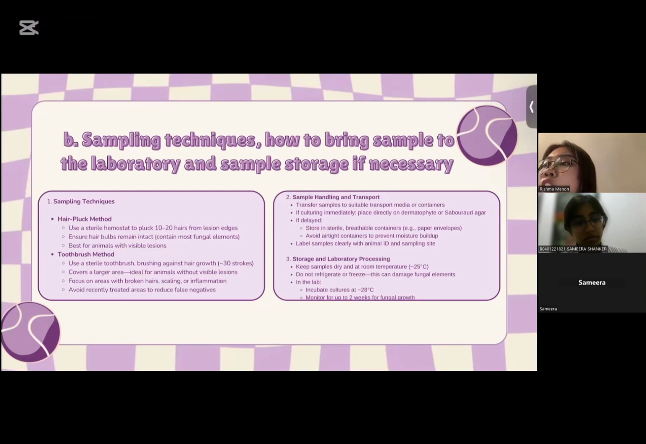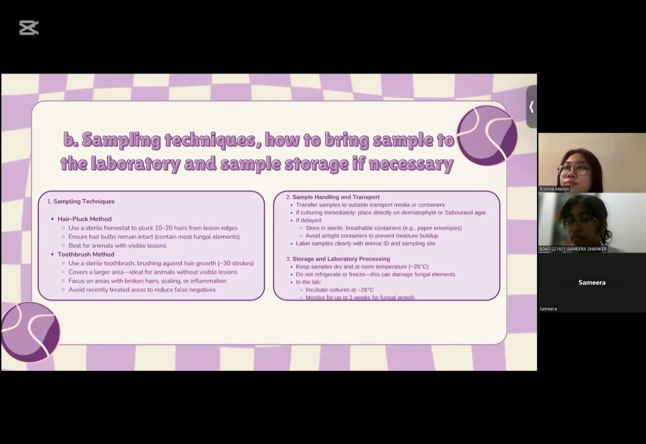And third, the storage and laboratory processing. Keep samples dry at room temperature, 25 Celsius. Do not refrigerate or freeze them because it can damage the fungal elements. And in the lab, incubate cultures at 28 Celsius and monitor for up to 2 weeks for fungal growth.